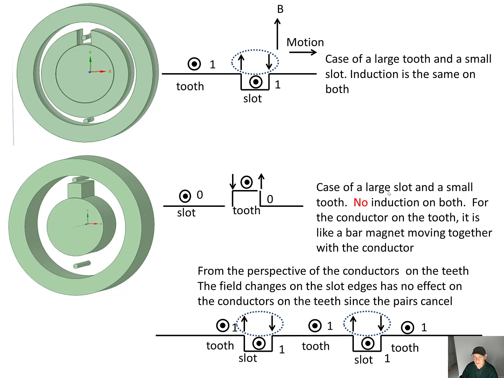Case of a large slot and a small tooth, no induction on both for the conductor on the tooth, and it is like a bar magnet moving together with the conductor. From the perspective of the conductors on the teeth, the field changes on the slot edge has no effect on the conductors on the teeth, since the pairs cancel.